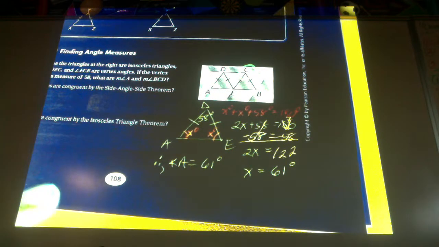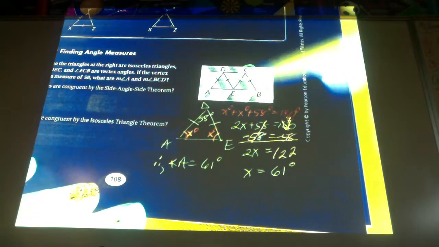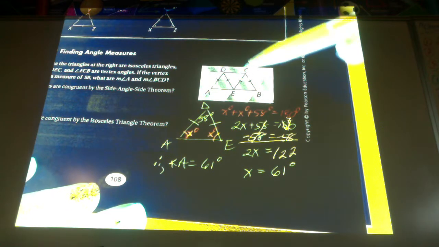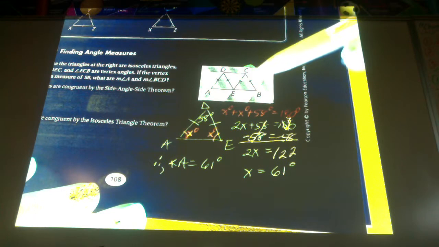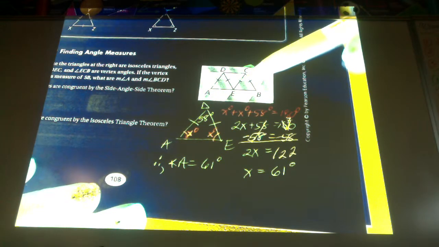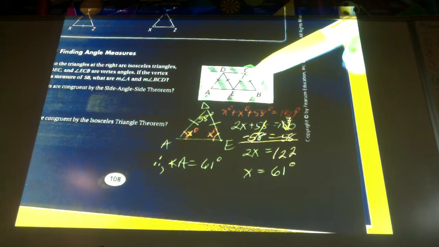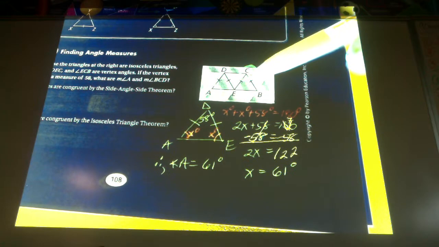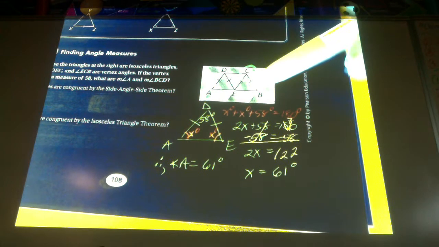So therefore, angle A is equal to 61 degrees. Now, look at this one right here. This angle right here is what? Because angle C is comprised of two different angles, aren't they? So this angle right here in between the legs is what? What's its measure? 58 degrees. All of these triangles are congruent.